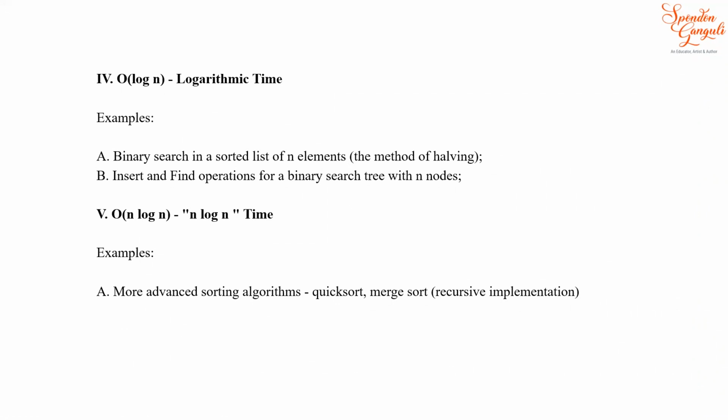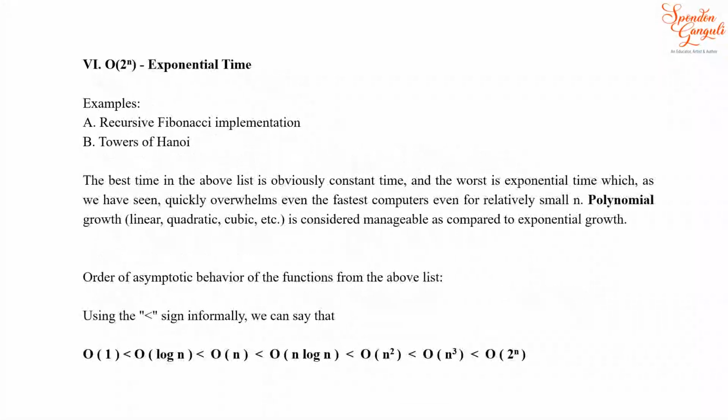Next is n log n time complexity. Here we have quick sort, merge sort, etc. Then exponential time complexity. Here we have things like recursive Fibonacci or Tower of Hanoi, etc.